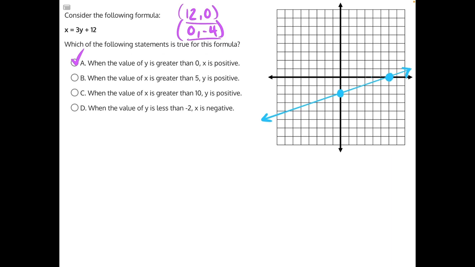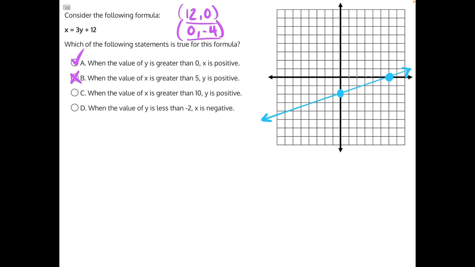Answer choice B says when the value of x is greater than 5, y is positive. So if we have 2, 4, and 5 is right here in the middle, this would be our line, and we are going greater than this line of 5. Y should be positive. However, these values right here are all negative because they are underneath the x-axis, therefore making B incorrect.